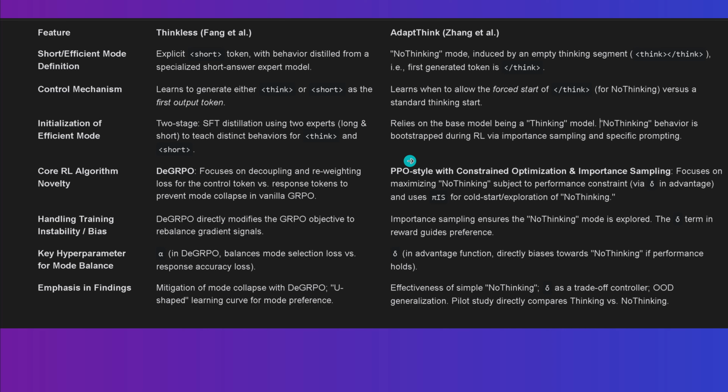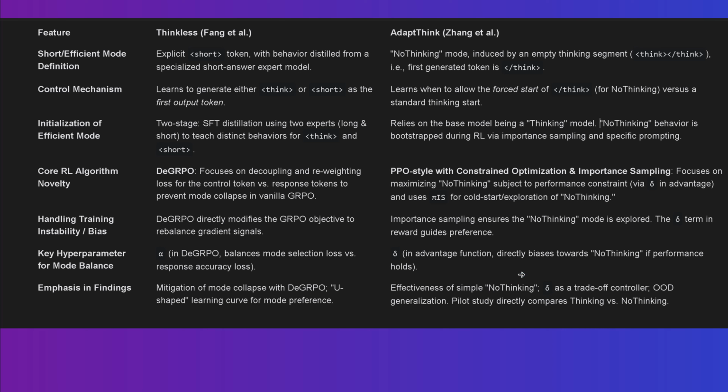We go here with the classical PPO style, so a much simpler way with a value function and so on. With constraint optimization and importance sampling, we have the hyperparameter delta. Importance sampling ensures that the no thinking mode is also explored. You have to choose delta carefully. The key hyperparameter is in the advantage function. This delta directly biases towards no thinking if the performance holds, given the effectiveness of simple no thinking.